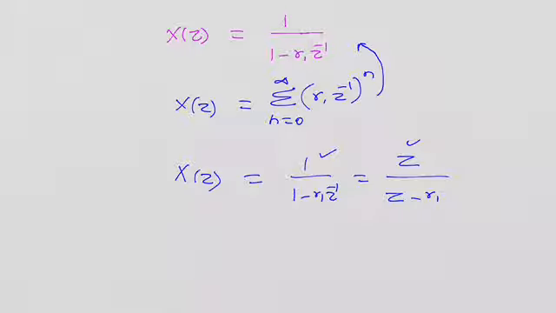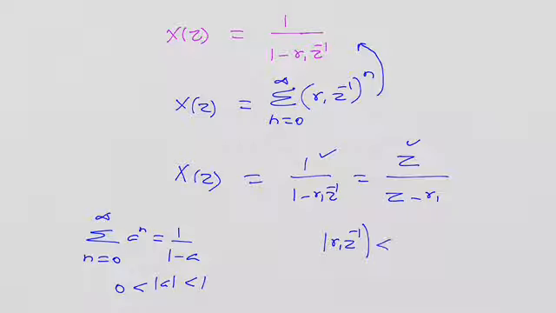Any one of the formats would be useful for illustrating the infinite duration causal sequence and its Z transformation. And you should remember the condition for the infinite summation series: n varies from 0 to infinity, a power n is equal to 1 divided by 1 minus a, provided modulus of a must be less than 1 and it should be a value greater than 0. If the same condition is applied here, modulus of r1 z power minus 1 should be a value less than 1 and greater than 0.